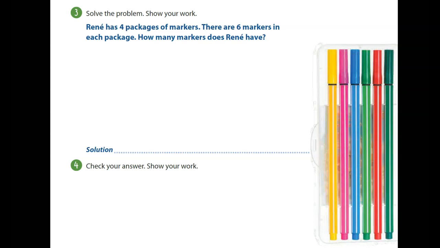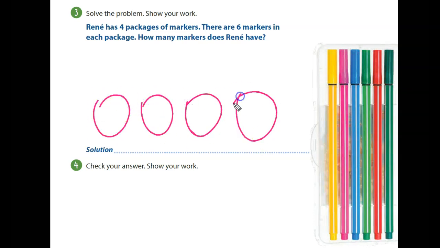It says Renee has 4 packages of markers. 1, 2, 3, 4, right? And there are 6 markers in each package. 1, 2, 3, 4, 5, 6. It really doesn't matter what you put inside, as long as you have 6 in each package, right? So I can count all of them.